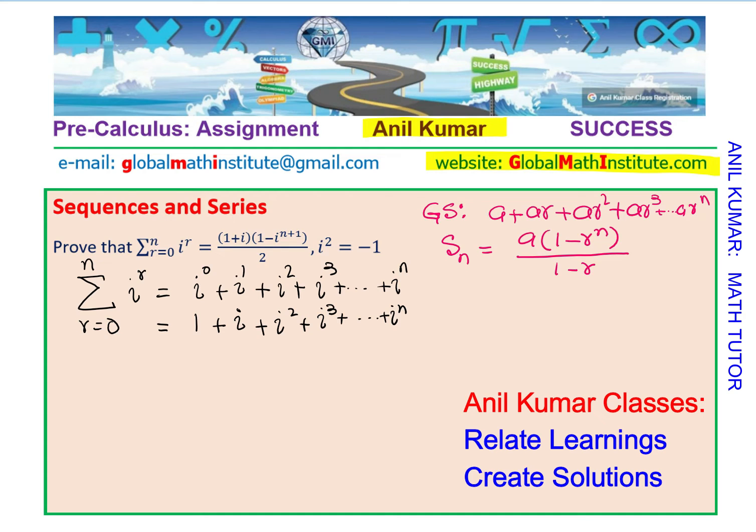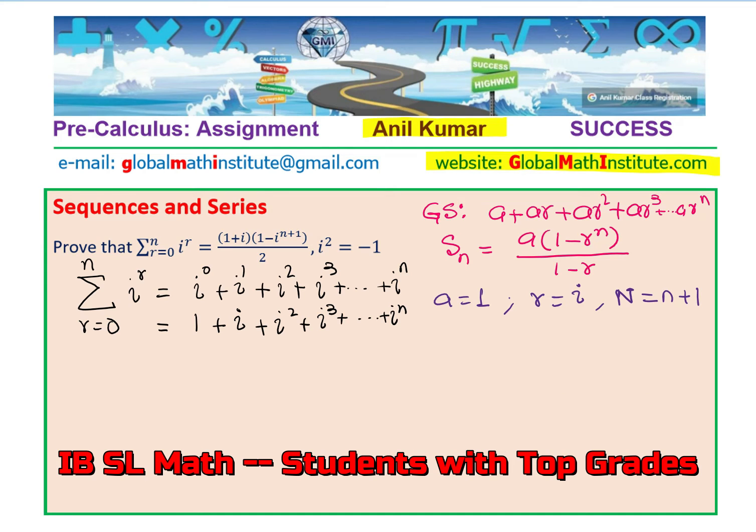So if you compare what we have in hand here, what do you notice? Well, we see that a is equal to 1 for us, and r is equal to i for us. Every time we are multiplying by i. And what is the number of terms? Since we have used n in the series itself, I'll use capital N. So the number of terms actually is n plus 1. This is to be noted. Since we are starting from 0 to n, we have n plus 1 terms.